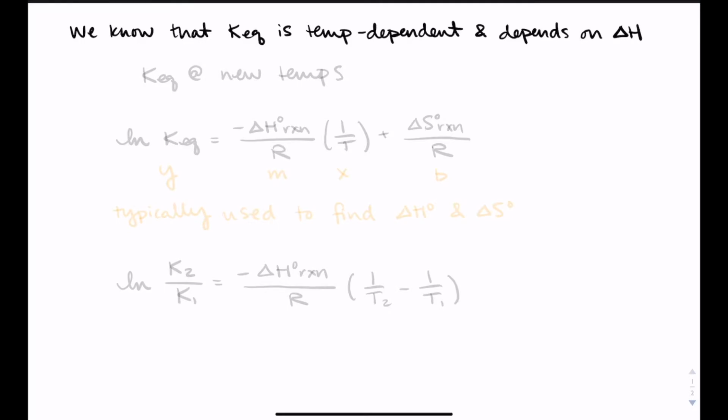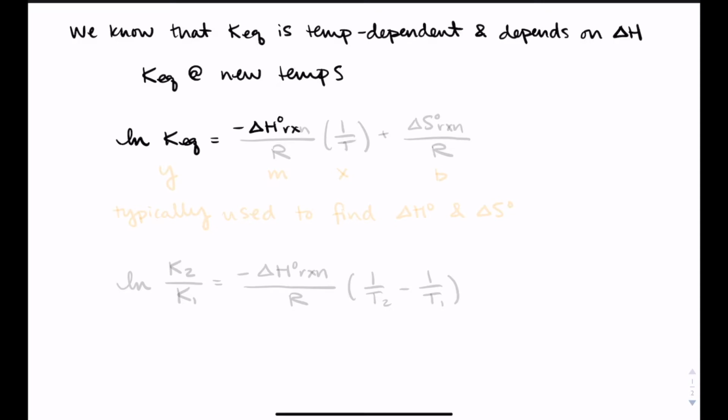So the 1-point version, the equation is the natural log of KEQ is equal to negative delta H reaction over R times 1 over T plus delta S reaction over R. Now you would probably want to combine this in some other way if you were solving it, but it's in this form because it goes with y = mx + b. This is a straight line equation.